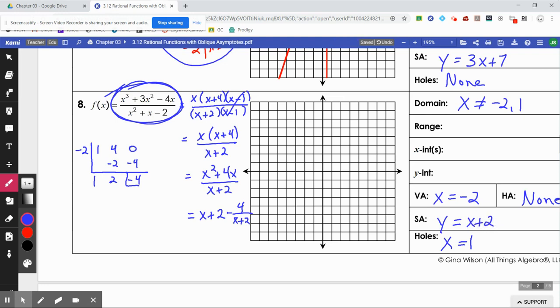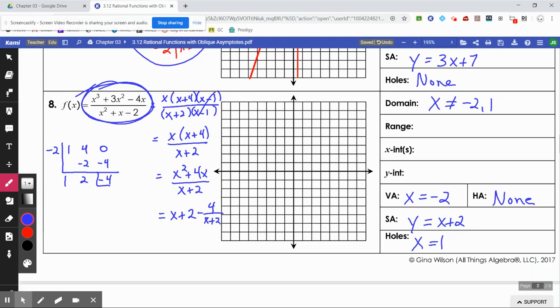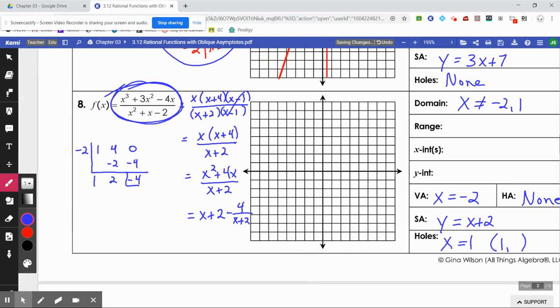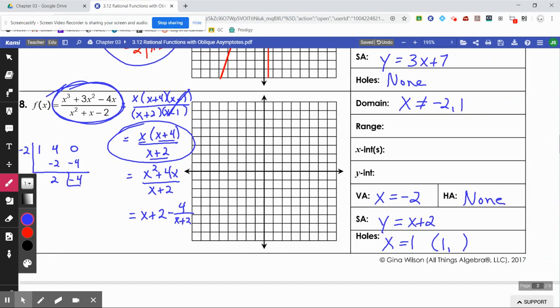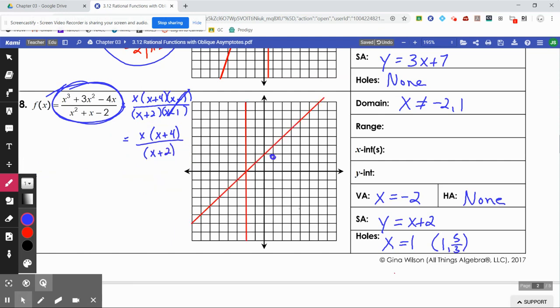Now we need to find our hole. Our hole is located at x equals 1, but let's find the actual point. The way we can do that is once we remove that discontinuity, we can now plug in our 1 here. That'll be 1 times 5 divided by 3. 1 times 5 is 5. Divide that by 3, and you get 5/3. So your hole is located at 1, 5/3. So let's go ahead and put both of our asymptote lines and our hole on our graph. Okay, there's your vertical asymptote, your slant asymptote, and the hole.